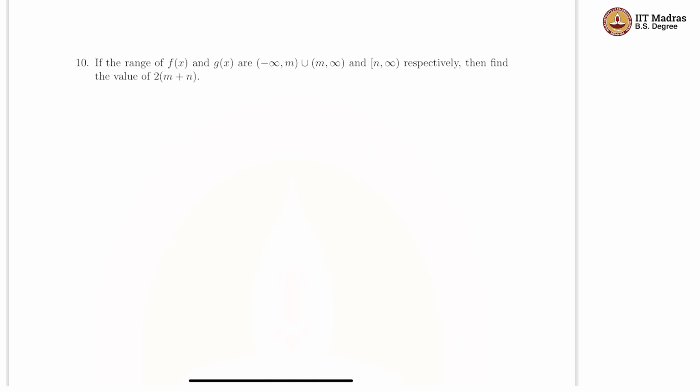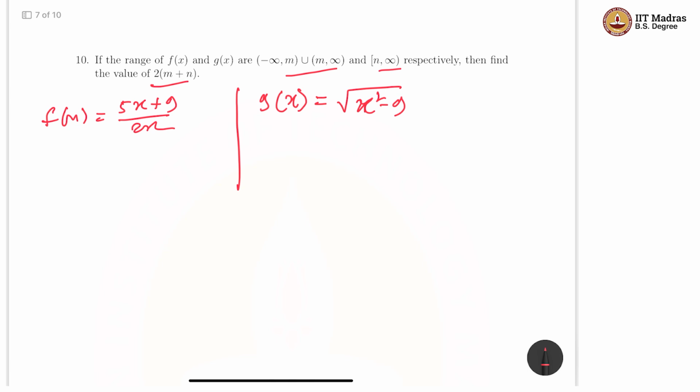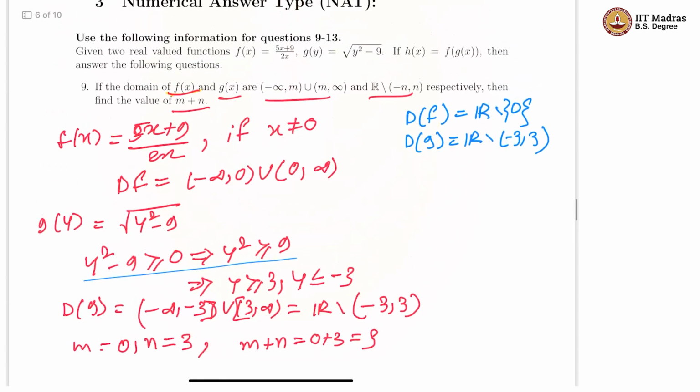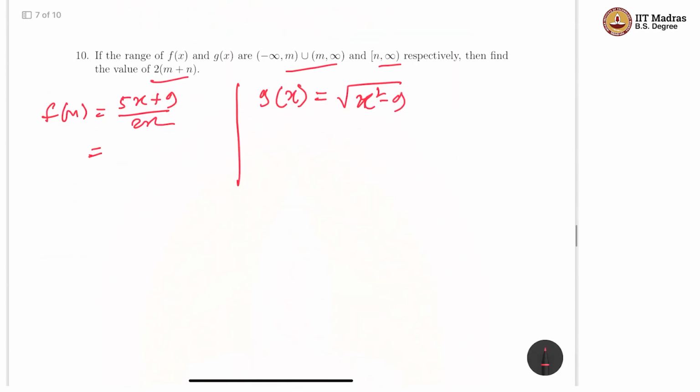If the ranges of f and g are this and this respectively, then we have to find the value of 2 into m plus n. Okay, so we know that our f(x) is (5x + 9) by 2x, and our g(x) is root over x square minus 9, right? We have already calculated the domain of f, which is the set of all real numbers minus 0. So we can write f(x) as 5 by 2 plus 9 by 2x.